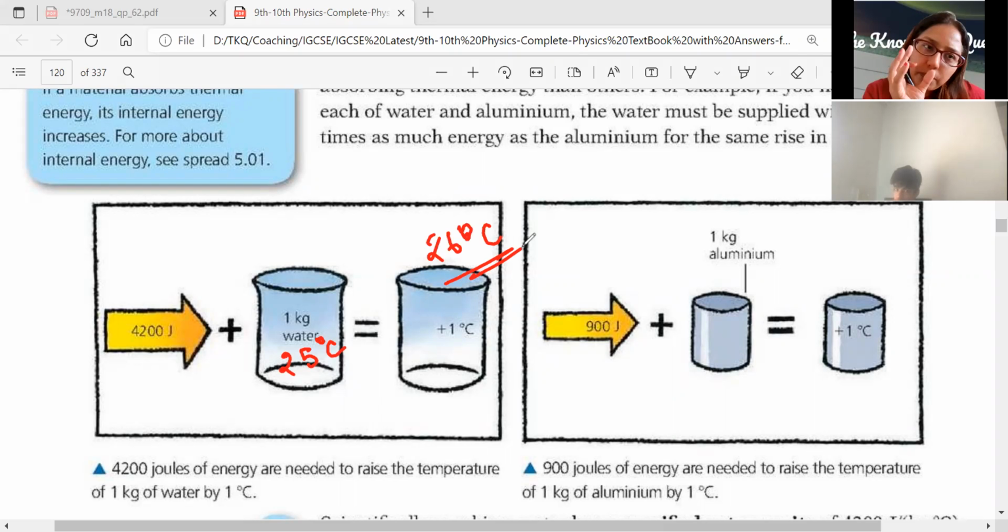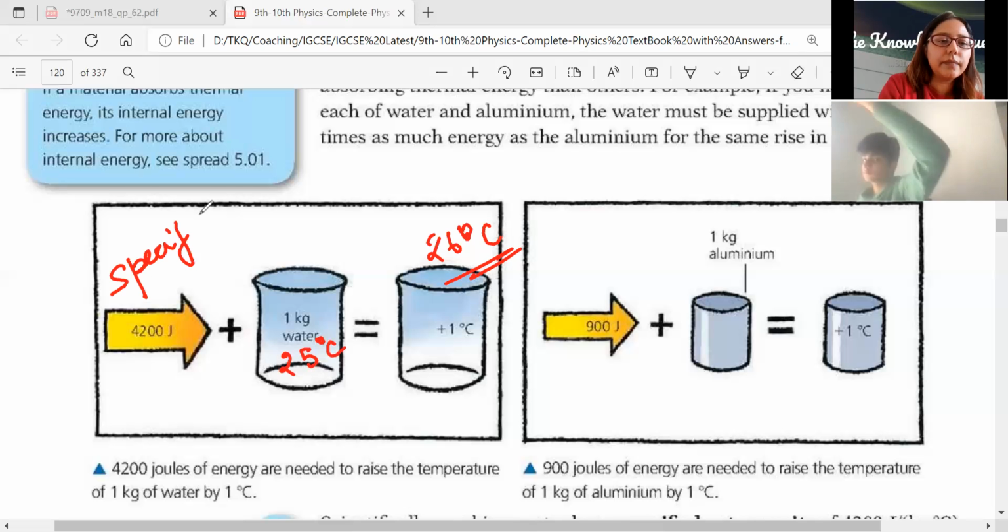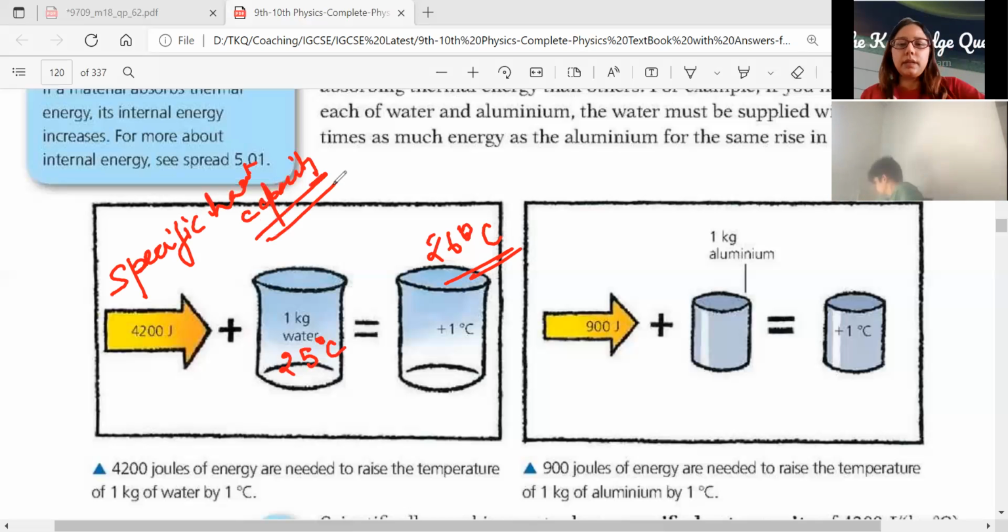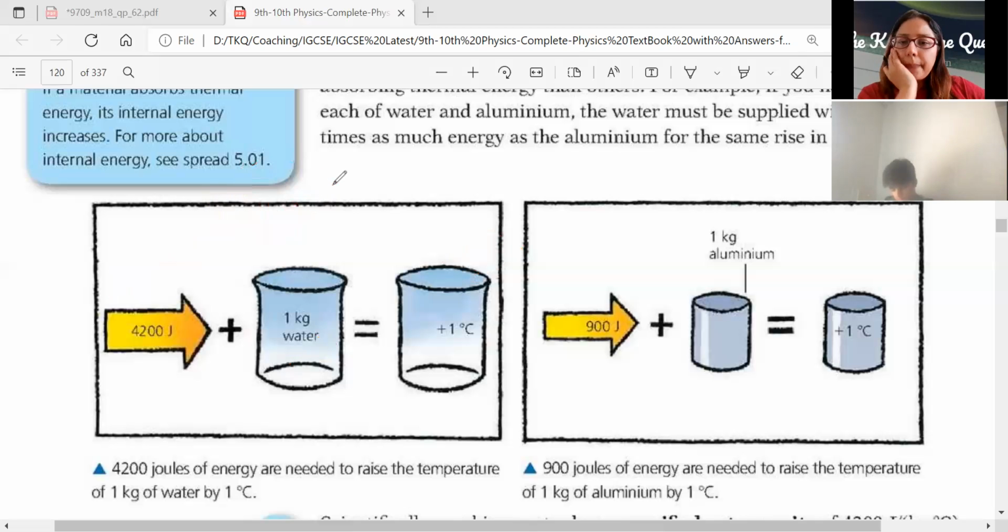So your mass of water is fixed. The temperature that you want to increase by is also fixed. So you have a fixed heat that you need to provide to it. Clear? That heat is called the specific heat capacity. That heat is called the specific heat of that particular object.